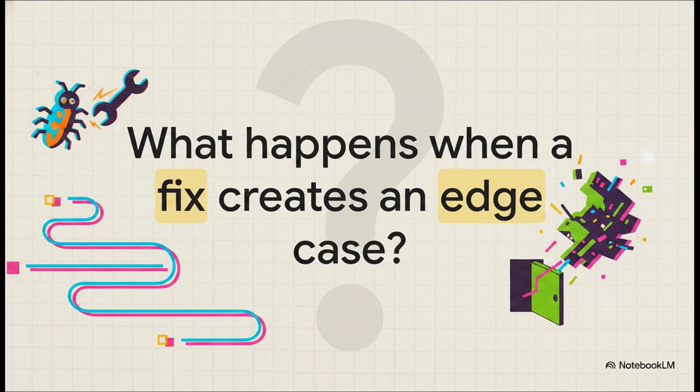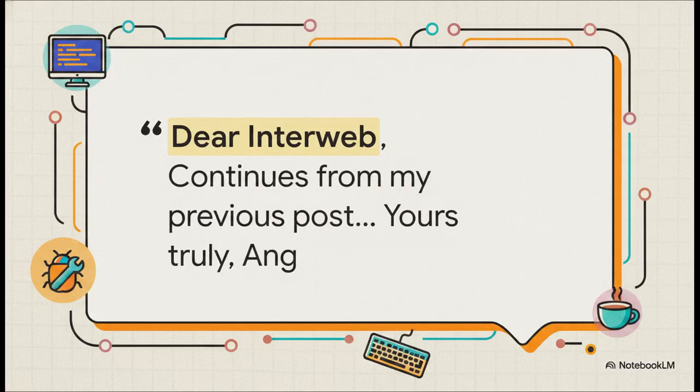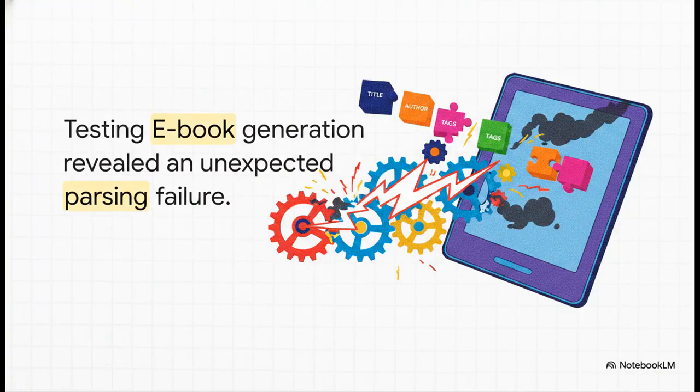And that is exactly where we find our developer, Ang, in this story. We actually kick things off with a simple note. Dear Interweb, continues from my previous post. Yours truly, Ang. This is pulled straight out of the source material, part 154 of Ang's Notes on Haskell-Programming. It gives us this really authentic, intimate peek into the daily grind of a developer. You know, this isn't some highly polished corporate PR statement. It's a raw, ongoing journal of pure technical problem solving. Ang is actively working through a problem, essentially talking out loud to the internet and bringing all of us right along for the ride.